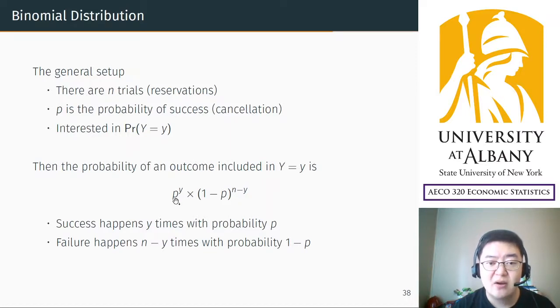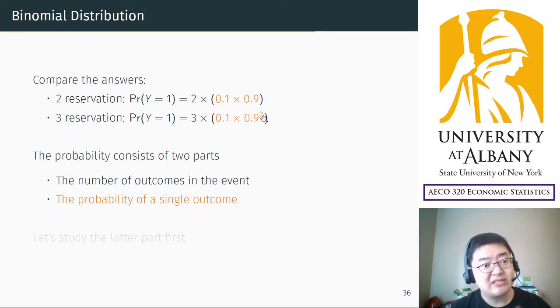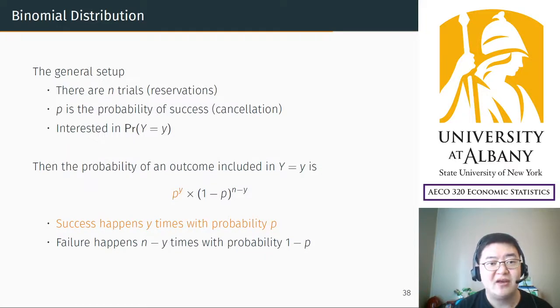So this is what we get in this part. Remember, when you have two reservations, probability of one cancellation: cancellation happened once, non-cancellation happened for the other reservation, so 0.9 happened once. When you have three reservations and one of them was cancelled, then cancellation happens once, non-cancellations happened twice for the other two reservations, right? So the second part is perfectly explained and understood, hopefully.